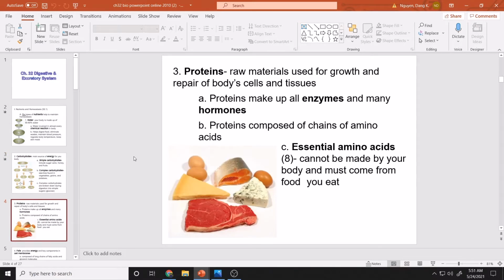You also have proteins, and everyone knows about proteins. It helps you build muscles. And proteins are also enzymes. Enzymes help speed up chemical reactions. There are essential amino acids which can't be made by your body, so it has to be consumed from outside sources.